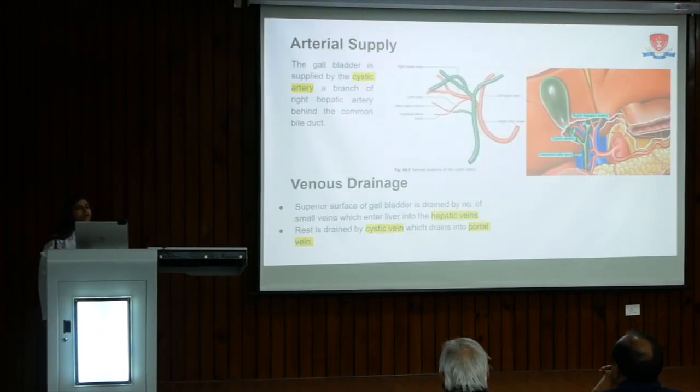Arterial supply. The gallbladder is supplied by the cystic artery, which is a branch of the right hepatic artery, and it lies behind the bile duct. Venous drainage. The superior surface of the gallbladder is drained by a number of small veins which enter the liver into the hepatic vein. The rest of the gallbladder is drained by the cystic vein, which finally drains into the portal vein.